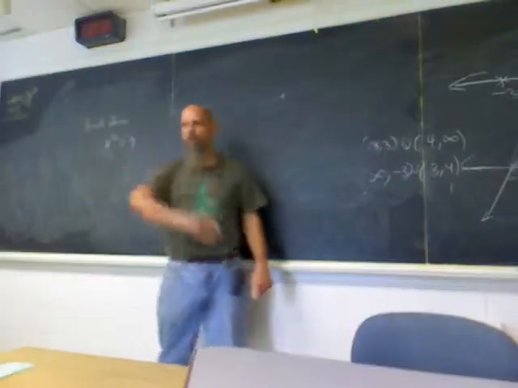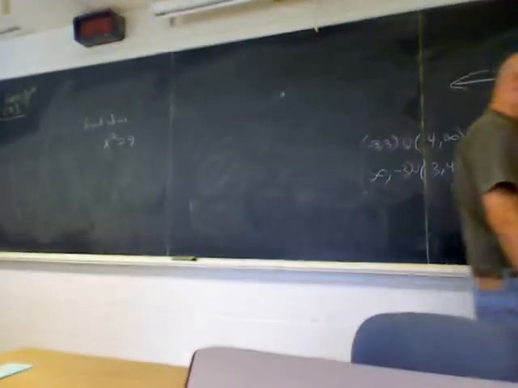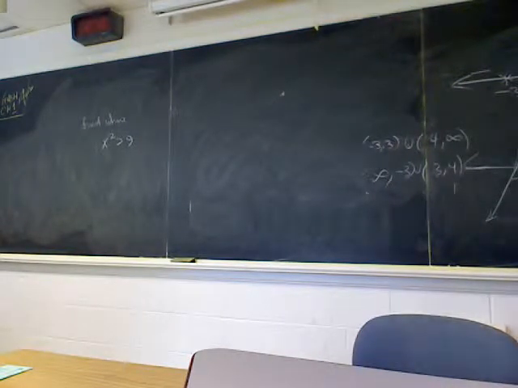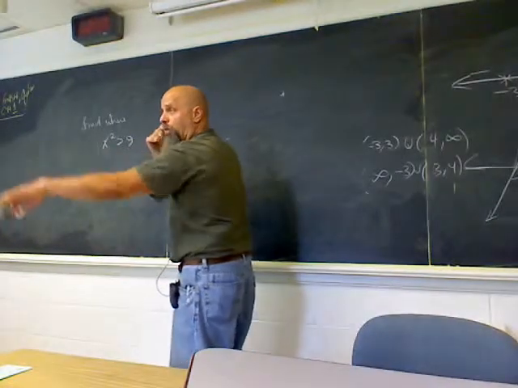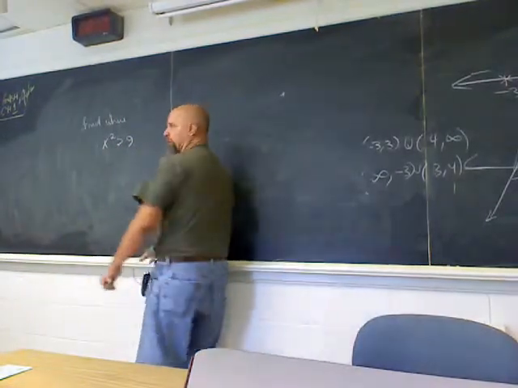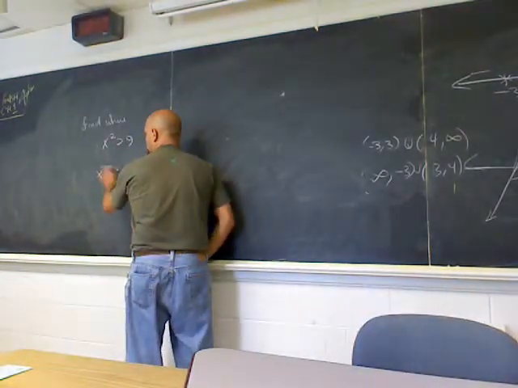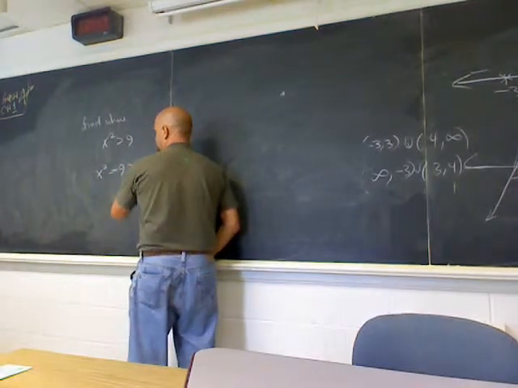Now, this is a simple one. We're going to put 0 on one side always. I'm going to get everything over to one side if it's an inequality. So my question is, where is x squared minus 9 greater than 0?